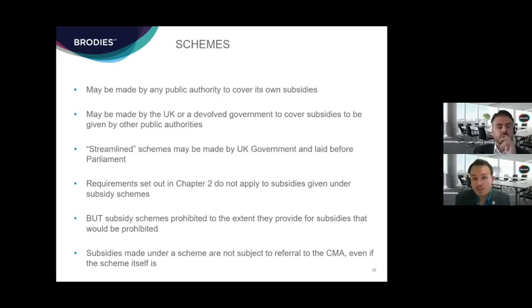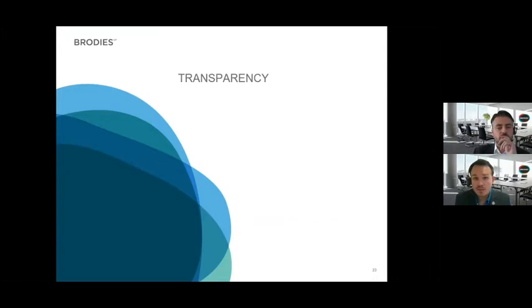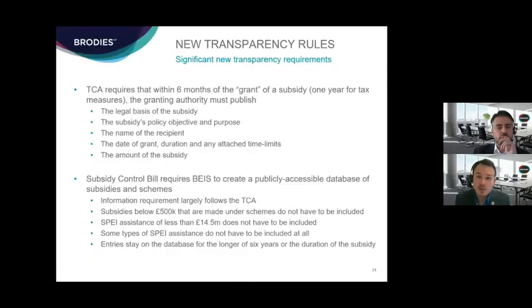So there are some significant new transparency requirements that are imposed under the TCA and therefore under the bill as well. The TCA requires that within 6 months of the grant of a subsidy, or 1 year in respect of a tax measure, the granting authority has to publish the details of the subsidy. So its legal basis, its policy objective and purpose, who the recipient is or are, the date of the grant, duration, any time limits attached to it, and what the amount of the subsidy is.